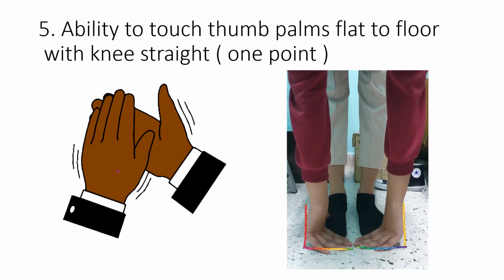And finally, number 5, the ability to touch the thumb palms flat to the floor with the knee straight, patient will be given 1 point. Or in another word, forward flexion of the trunk with knees in full extension and the palms and the hand can rest flat on the floor, 1 point will be given.